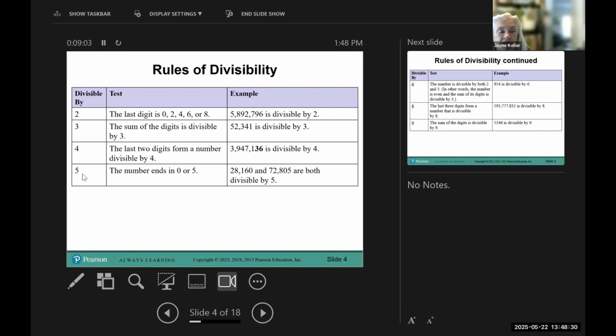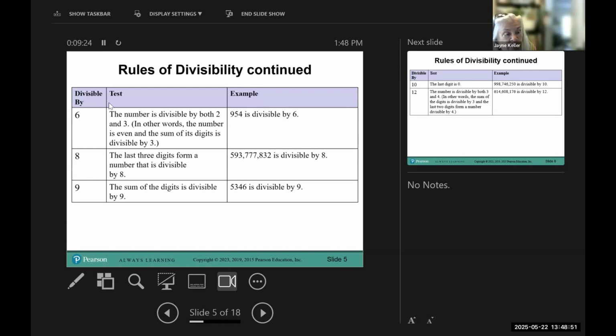5 is an easy one, right? We know that if you count by 5, you have 5, 10, 15, 20, etc. And if you look at all those numbers, you'll notice that they all end with either a 0 or a 5. So any number that ends with a 0 or a 5 is going to be divisible by 5. Here's a couple of examples here.